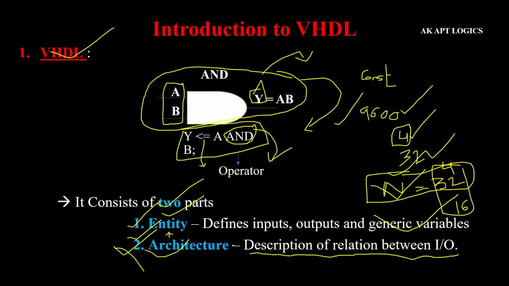Entity declaration. First of all, we know that a VHDL program contains two parts: one is entity and another is architecture. Entity consists of inputs, outputs, and any generic variable declarations. The architecture contains the relation between the inputs and outputs and any generic variables. Now let's see them in depth.